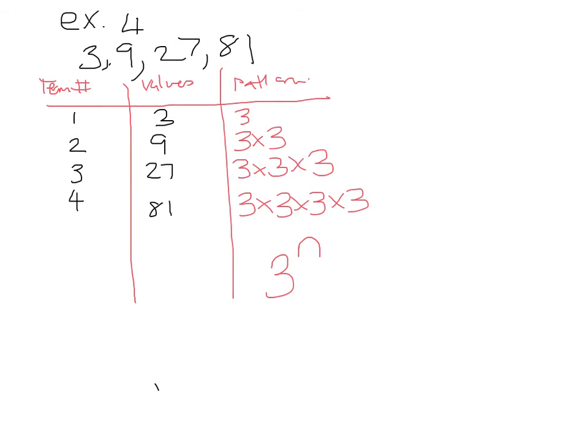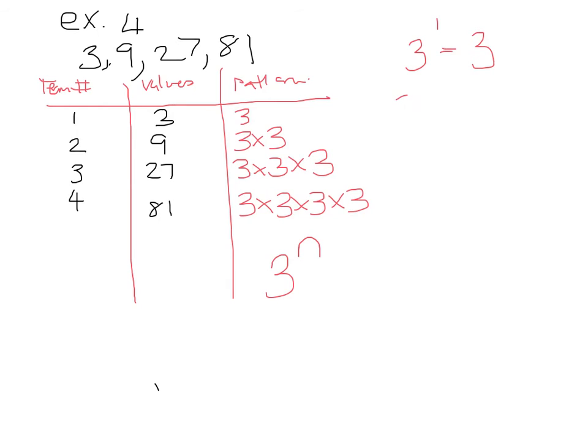So if I go to the first one, my first term value is 1, and we're saying that this is my nth term, right? So this is going to go into the position of the n. I take my 3, and I go 3 to the power of 1. 3 to the power of 1 means 3 multiplied by itself 1 time. So we're not doing anything. So 3 to the power of 1 is 3.